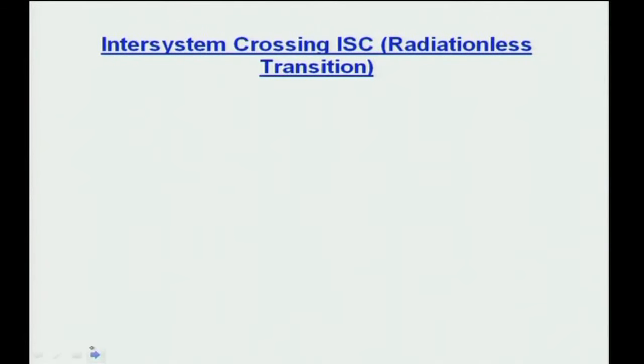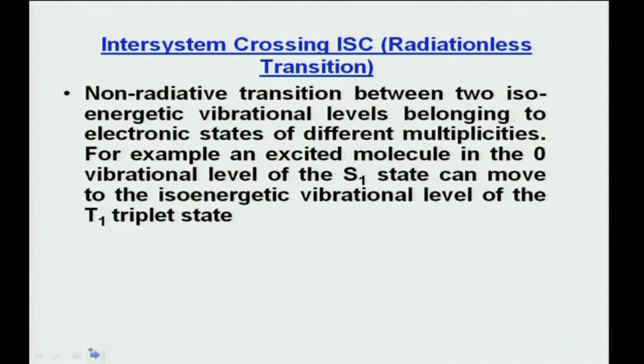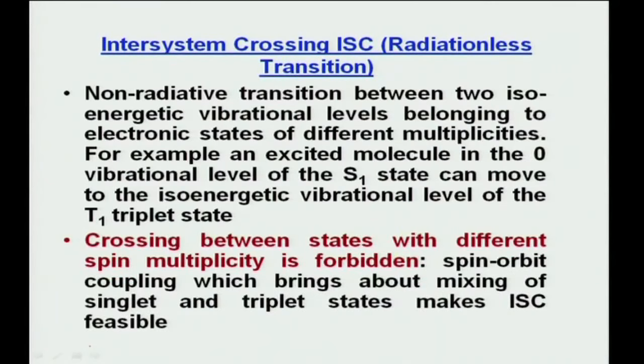And we talked about the characteristic time. So, the intersystem crossing is a non-radiative transition between two isoenergetic vibration levels belonging to electronic states of different spin multiplicities. For example, an excited molecule in the 0 vibrational level of the S1 state can move to the isoenergetic vibration level of the T1 triplet state. So, this is again a key word, isoenergetic vibration level.